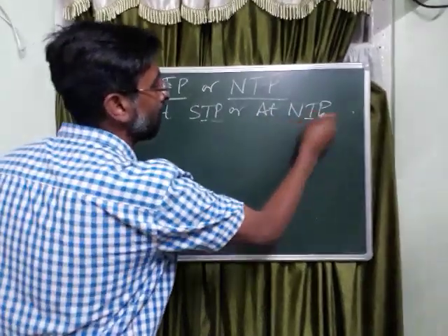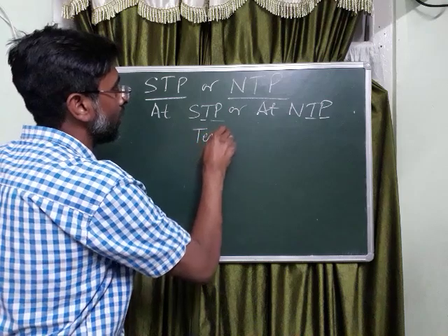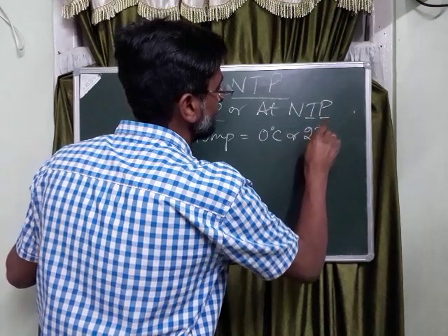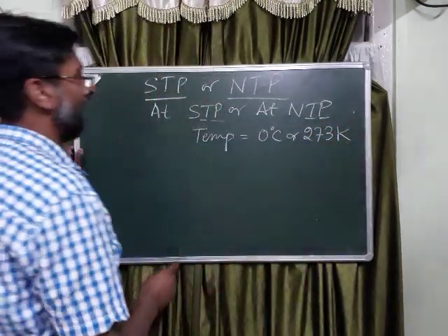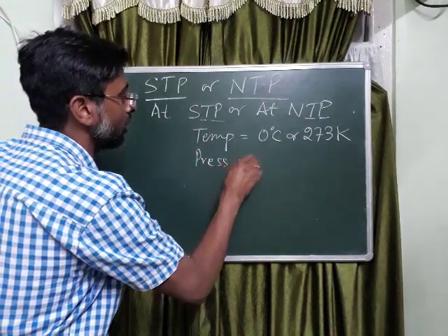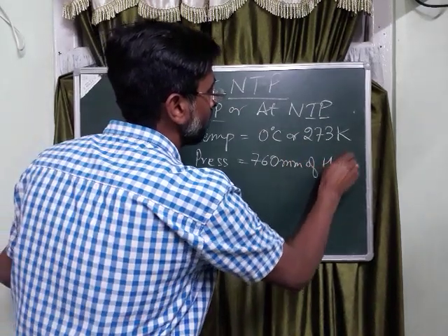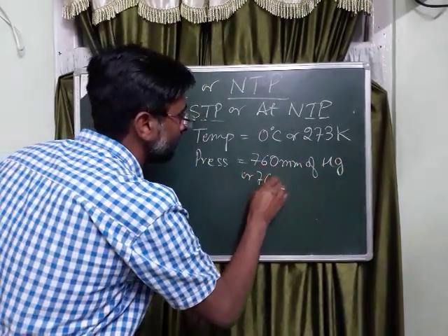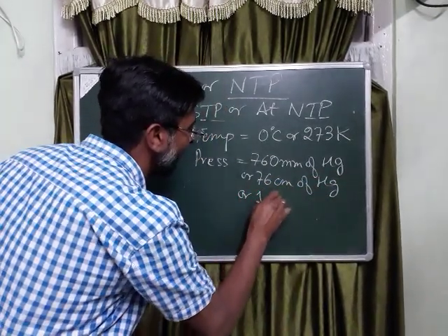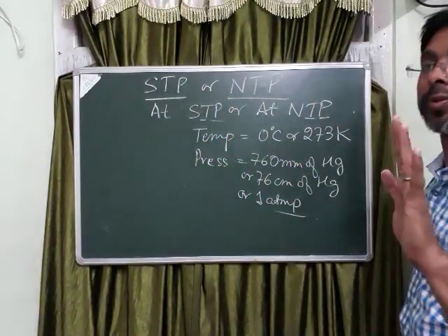Temperature pressure. At STP, the temperature is normally 0 degrees Celsius or 273 Kelvin. At STP or NTP, the pressure is 760 millimeter of mercury, or we can write 76 centimeter of mercury, or we can write 1 atmospheric pressure, ATM. So these are the two values which must be remembered.